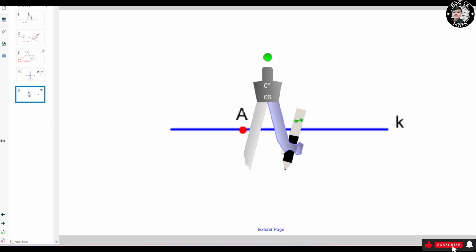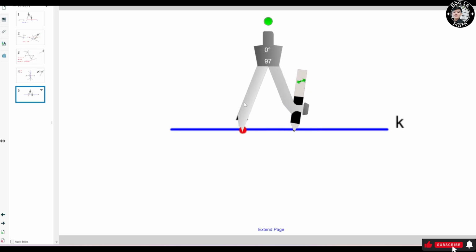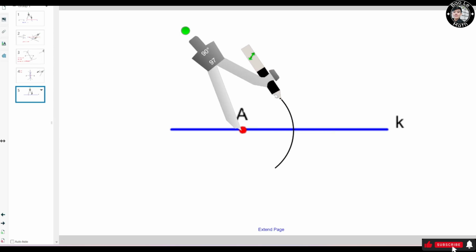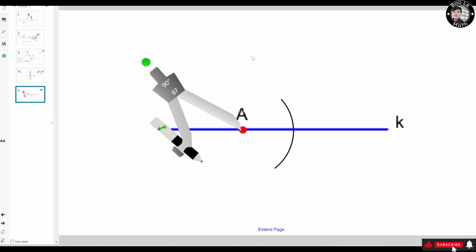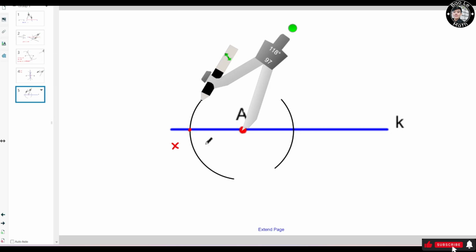I'm going to open the compass. I'm going to put the compass needle at point A. I'm going to keep the same compass setting like this. I'm going to draw an arc right here. Then I'm going to switch this one to another side. I'm going to draw the new arc right here. I'll call this one S, call this one Y, right?